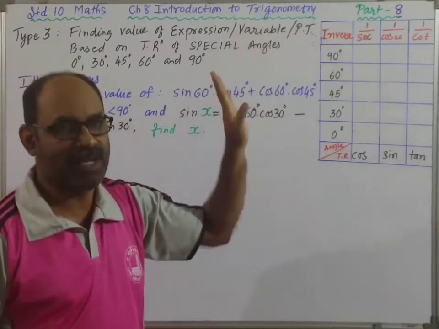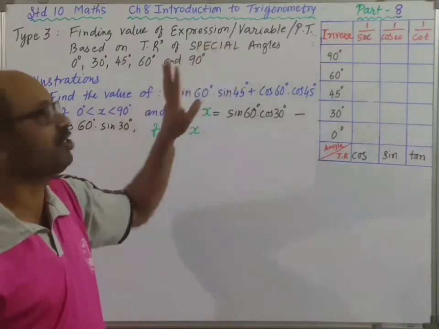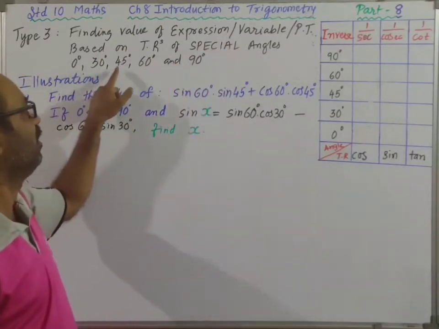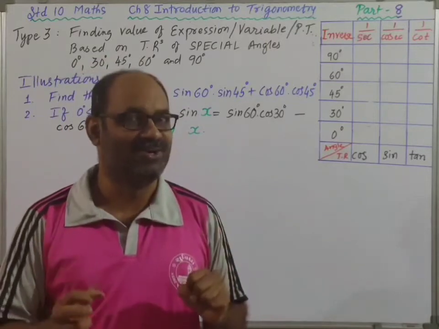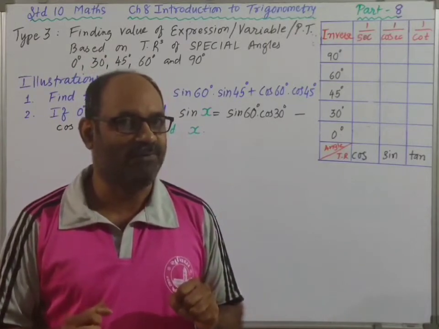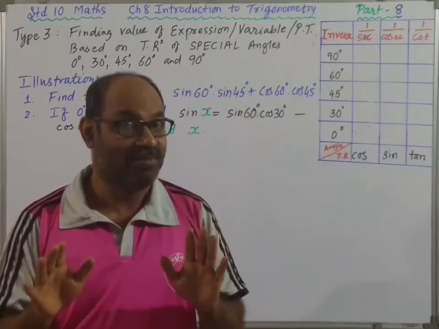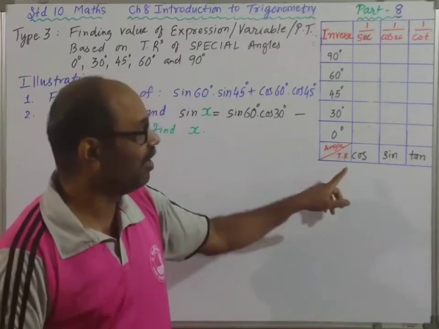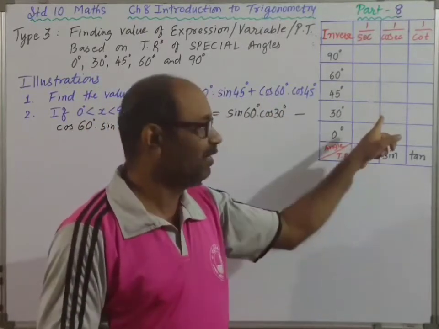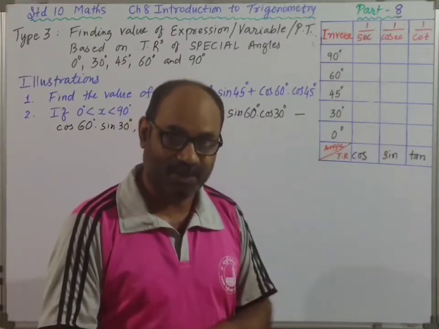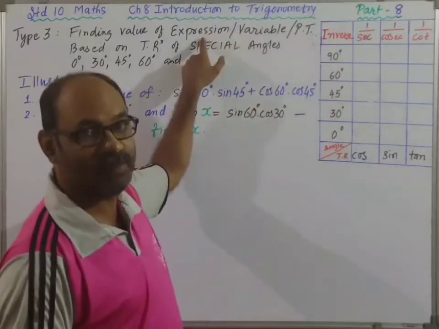Or prove that type of sums based on trigonometric ratios of special angles: 0 degree, 30 degree, 45 degree, 60 degree and 90 degree. Those 30 values of trigonometric ratios of special angles, 5 special angles, you have to learn by heart, children. But there is a trick. Here I have drawn the crown. I am going to fill it. Once again you can see it. So based on this, find the value of expression.